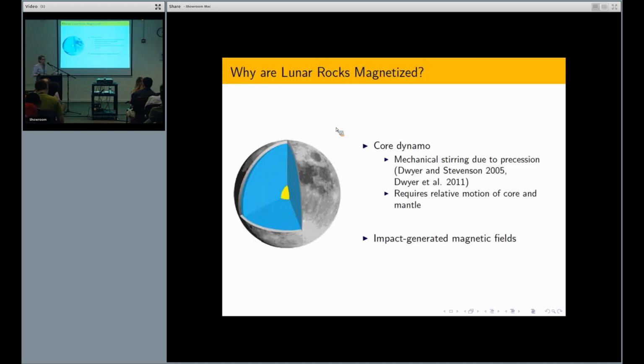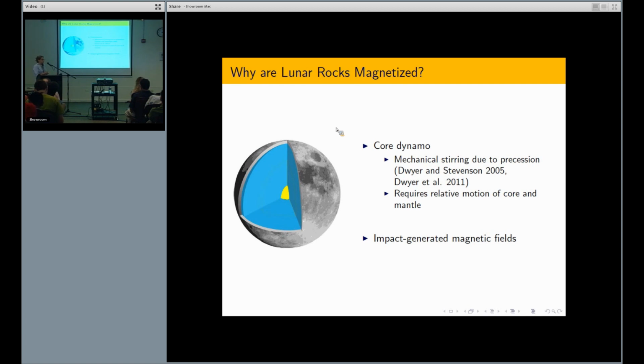All right, so the motivation for this study was for trying to figure out why the lunar rocks are magnetized. So as you probably heard from Ian an hour and a half ago or so, there are 2 plausible mechanisms for how rocks on the moon could acquire a magnetic field. Since the moon doesn't have a global dipole, it's either impact-generated magnetic fields, where the plasma that's generated by an impact will magnetize the rocks, or a core dynamo.